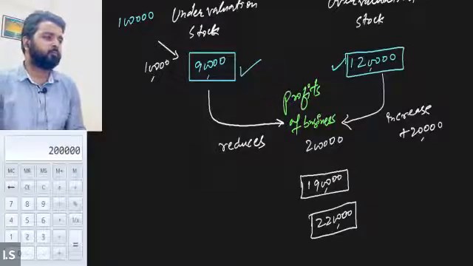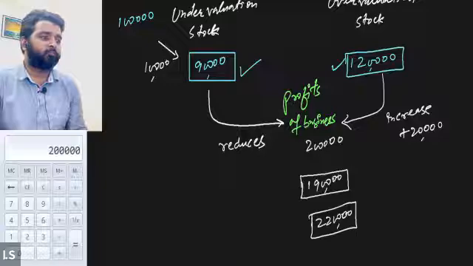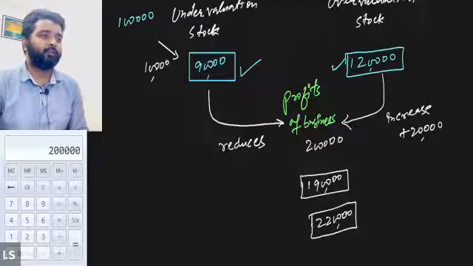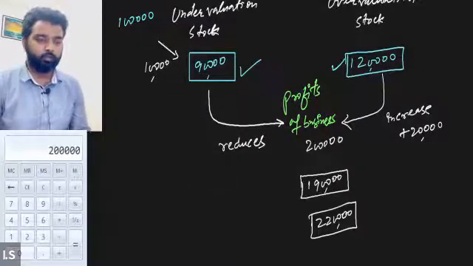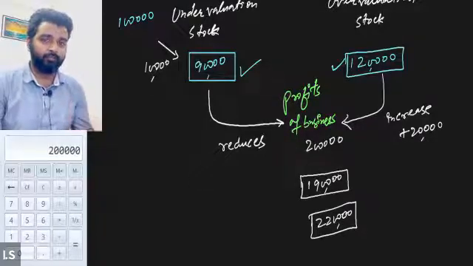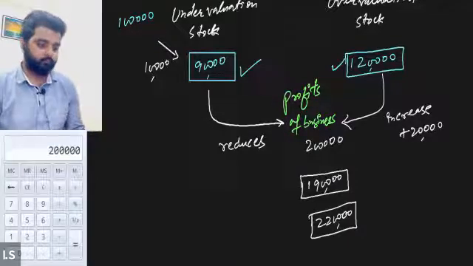Sir, undervaluation, decrease in profit, right? Yeah, undervaluation reduces the amount of profit and overvaluation increases the amount. So that means in order to correct the profit, whenever the stock has been undervalued, we will have to add the value by which the stock has been undervalued. Just a minute.